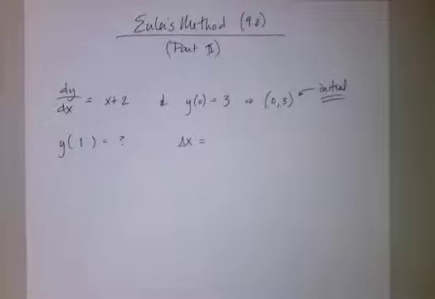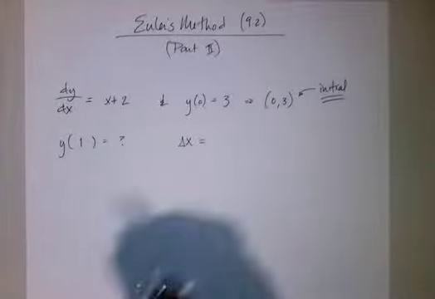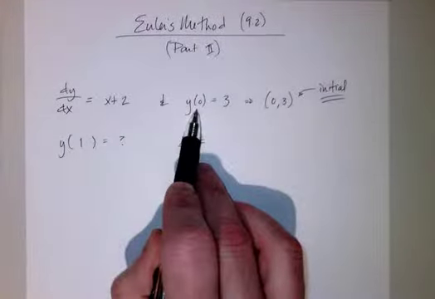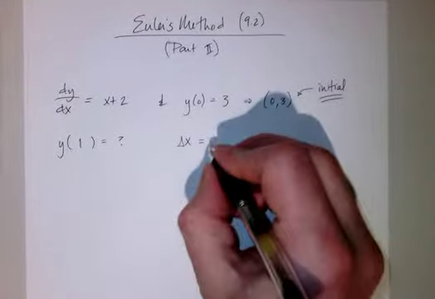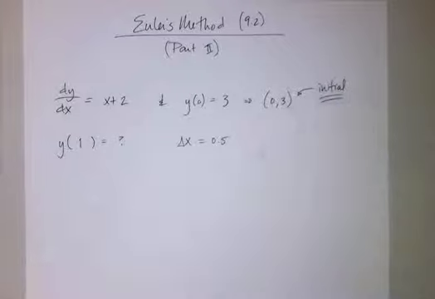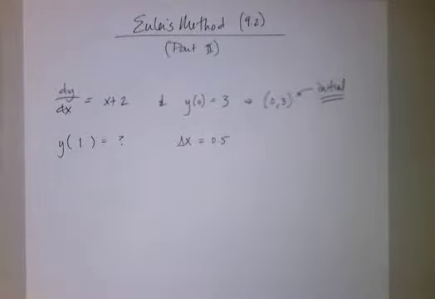Now sometimes they'll actually tell you the step. They say, approximate y at 1 using a step of 0.1, 0.2, 0.5, whatever. Or sometimes they'll just say with 2 equal steps or with 4 equal steps. And of course, if you're going from 0 to 1 and you're told 2 equal steps, that is an indirect way of telling you that your delta x is 0.5.